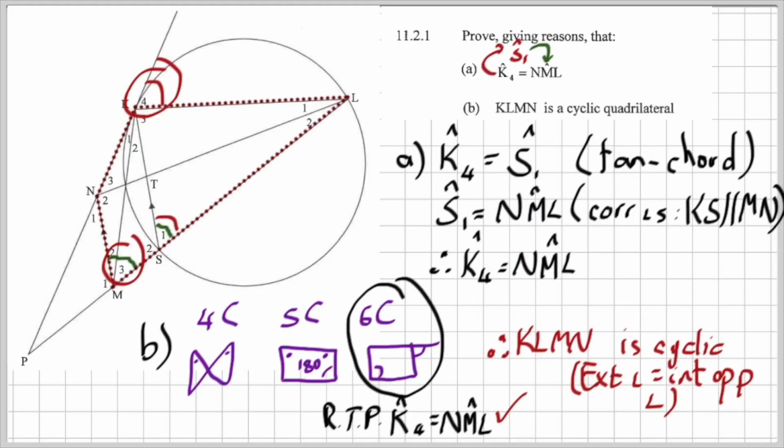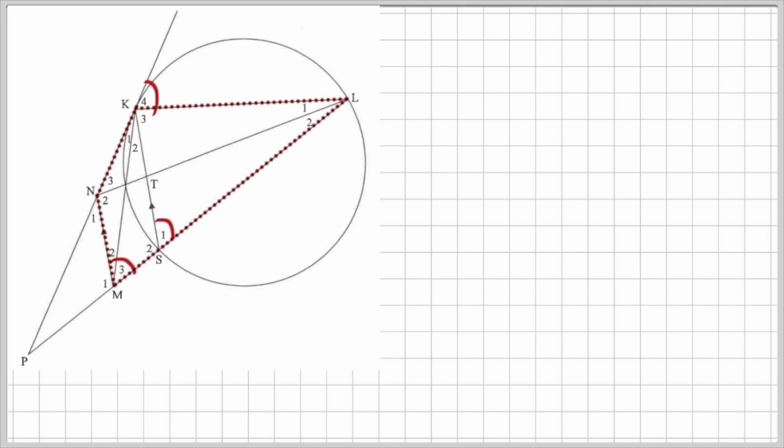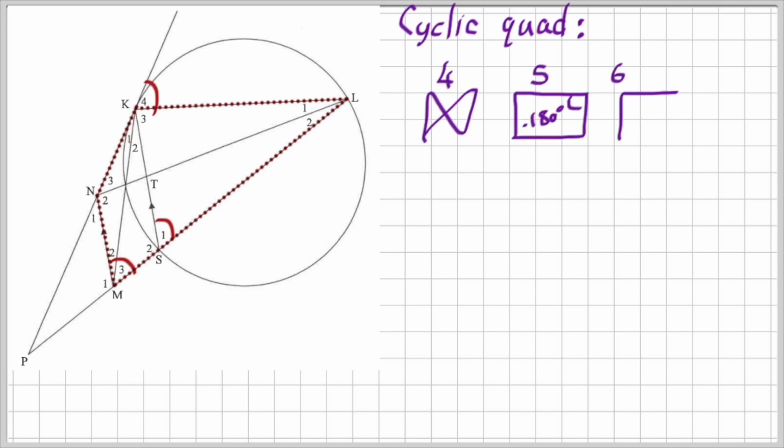Let's now have a look at the next question. This is now where life becomes a tad more interesting. But remember what you have already just proven. I've just proven that KLMN is a cyclic quad. Because I've proven this, I'm going to look at all the theorems that now actually work in a cyclic quad. Remember, you've got theorem 4, 5, and 6.